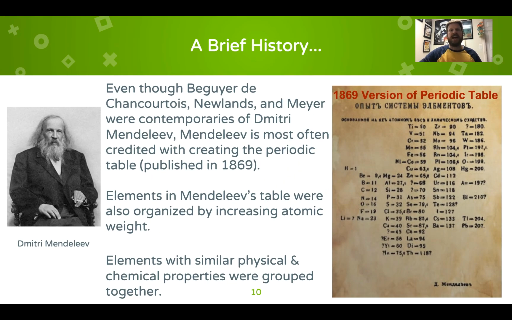Now, Beguyer de Chancourtois, Newlands, and Meyer were all working on a periodic table around the same time as Mendeleev. Their tables were based on the same properties as Mendeleev's. They all placed the elements in their table based on increasing atomic weight. And they all grouped the elements on similar physical and chemical characteristics. So why does Mendeleev receive most of the credit for developing the modern periodic table? Most textbooks don't even mention these other scientists.